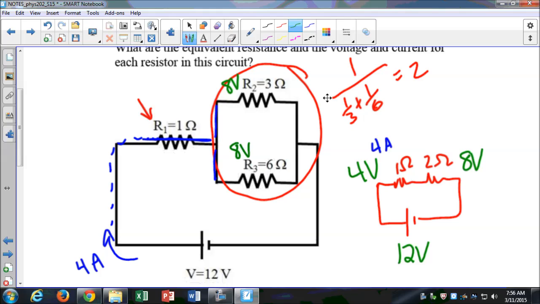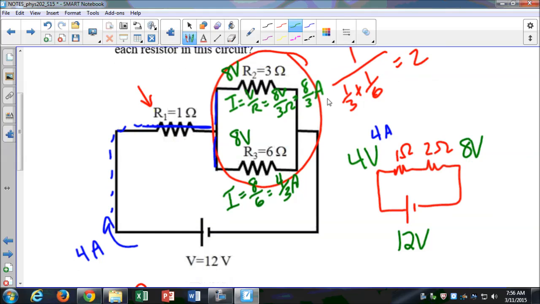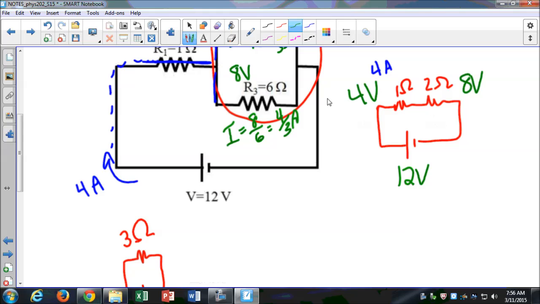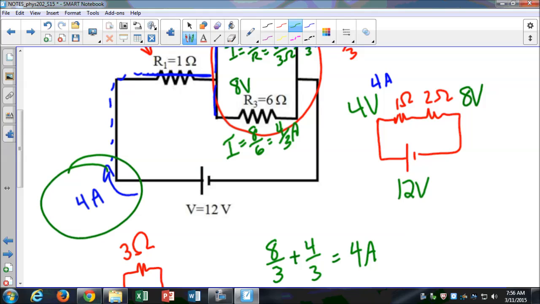Alrighty? And then you can find the current. Anytime you know two quantities for a circuit, you can find the current. So my I here is V over R. That's 8 volts over 3 ohms. That's 8/3 amps. And then this one is I equals 8 over 6. That's 4/3 amps. Notice, y'all, that if I add up these currents, 8/3 plus 4/3, that's equal to 12 over 3, which is 4 amps, which is my total current.